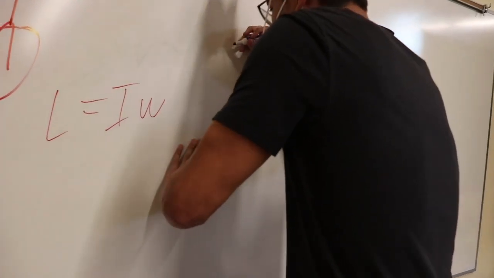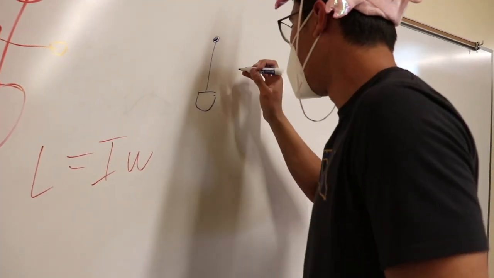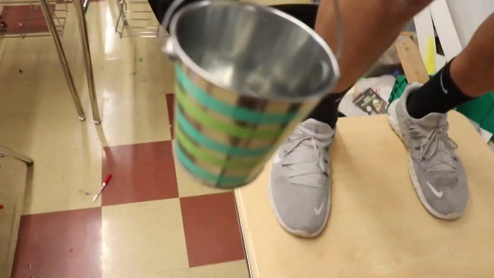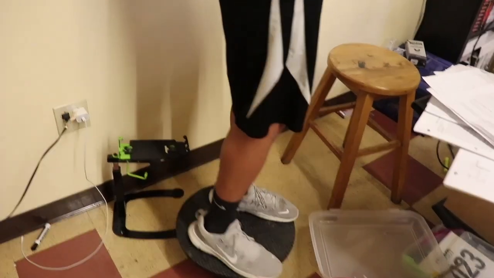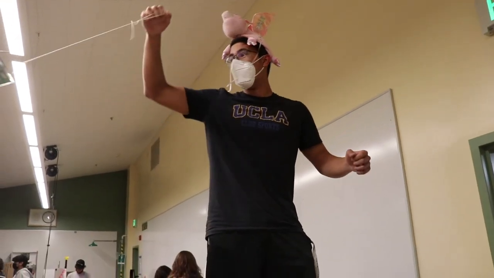All right. So basically, we have this bucket, right? And it's centripetal motion. So basically, the bucket won't empty its water if I spin it on top of a desk with my eyes closed. Whoa.